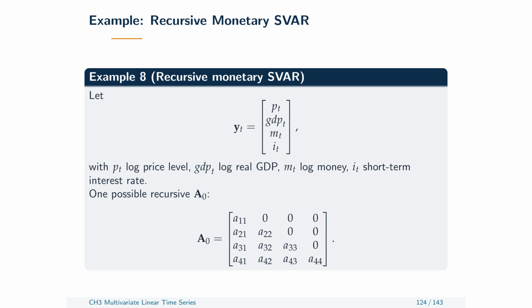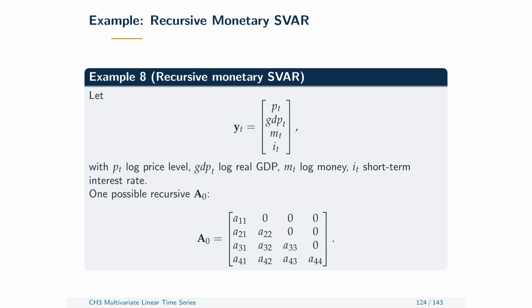Algebraically, this corresponds closely to a Cholesky factorization of the residual covariance. Economically, it asserts a specific within period timing hierarchy. The order must be defended, and alternative plausible orders should be examined.